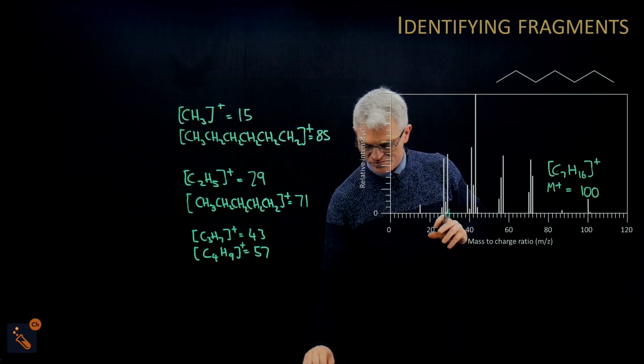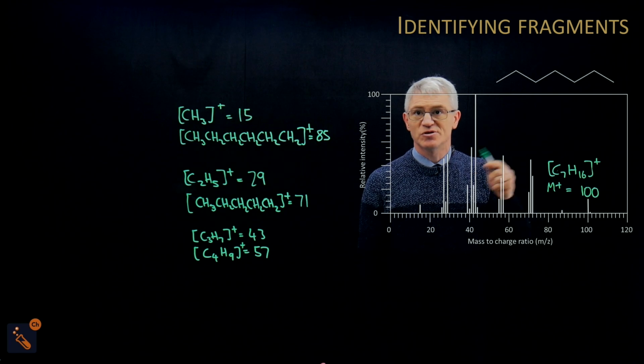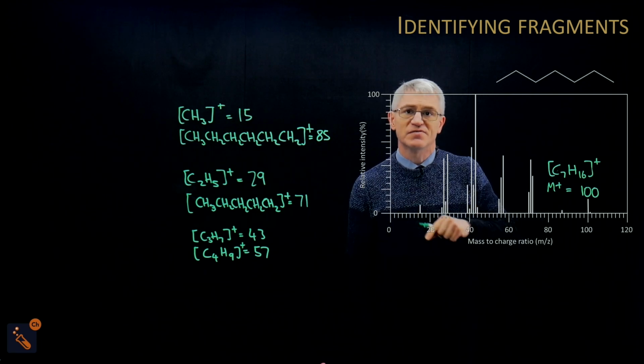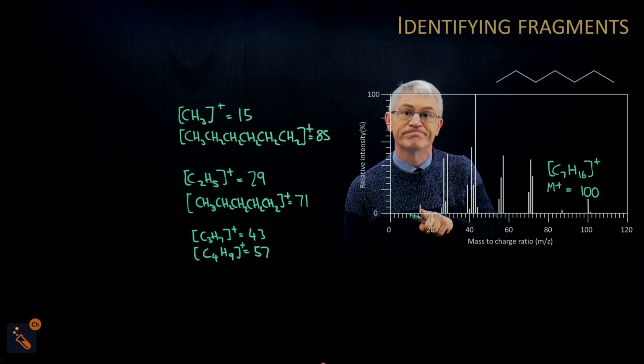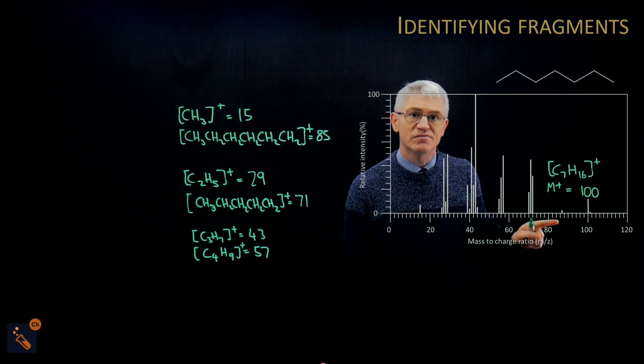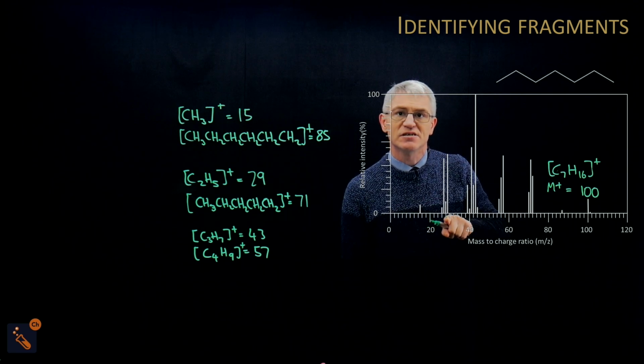Now, if that is the case, then I should see them on this mass spectrum. So basically 15, do I see 15? Well, 15 is this one here. Do I see 85? Well, 85 is that one there. Do I see 29? Well, 29 is hidden in those ones there.